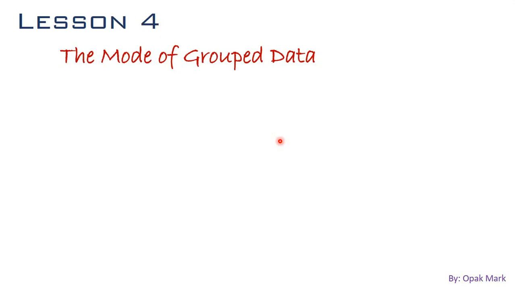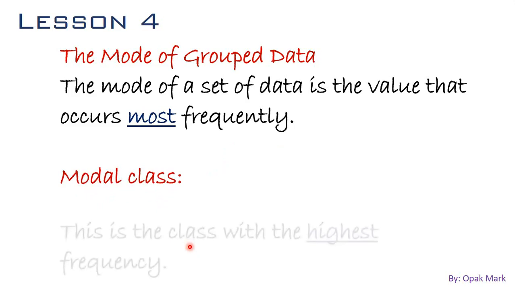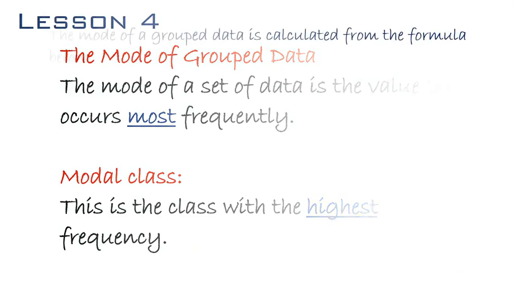When we talk of the mode of a set of data, it is the value that occurs most frequently. Let us also define what we call a model class. A model class is the class with the highest frequency. Let's see how we can get the mode of grouped data.